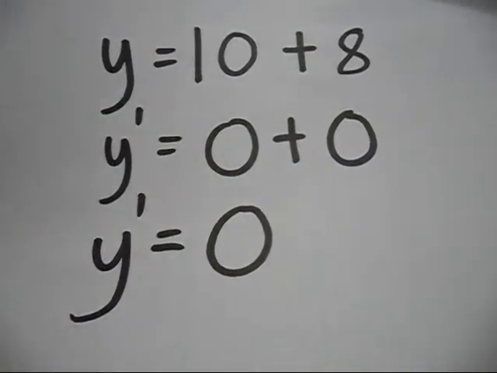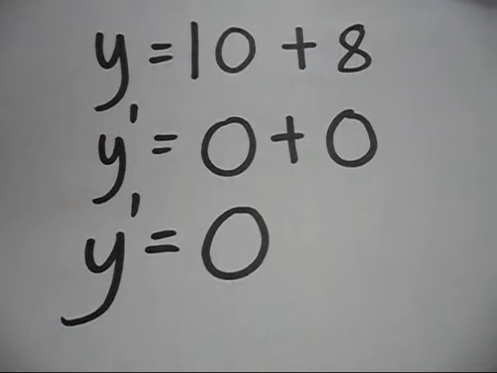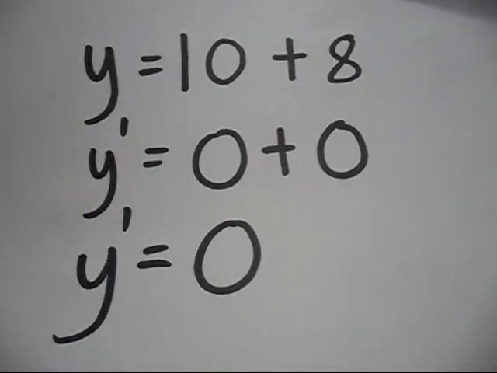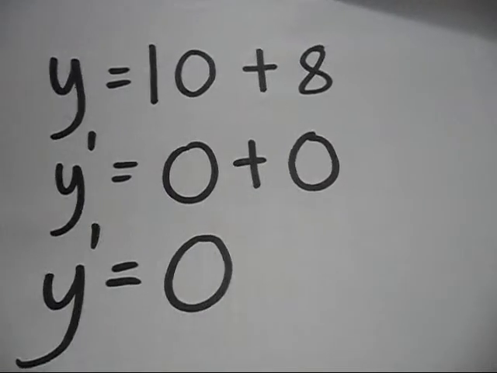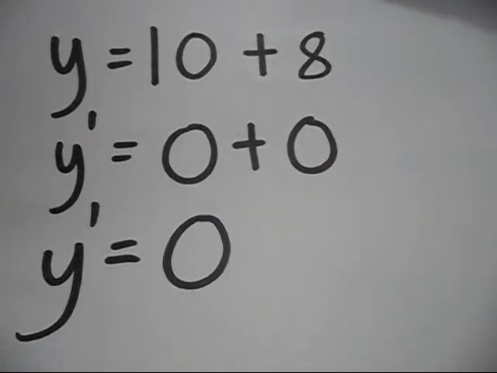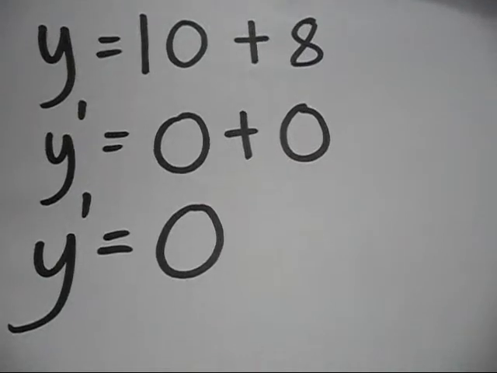Here is one example where you can apply the constant rule. y = 10 + 8. Since 10 and 8 are constants, they are equal to 0. Then y prime is equal to 0.